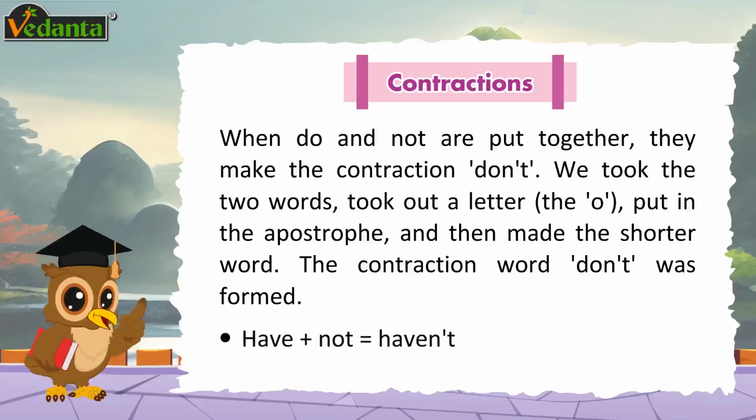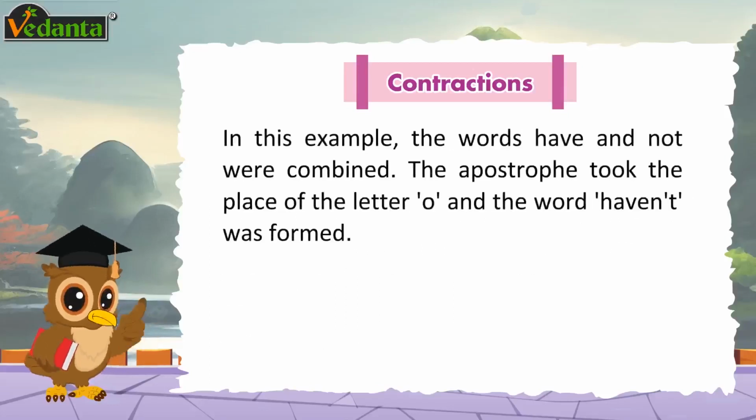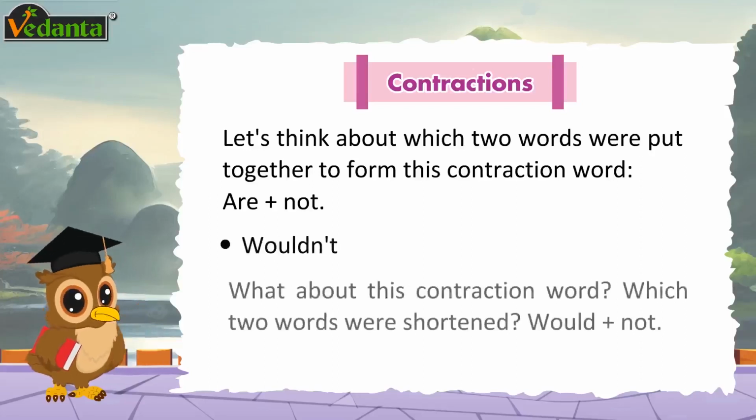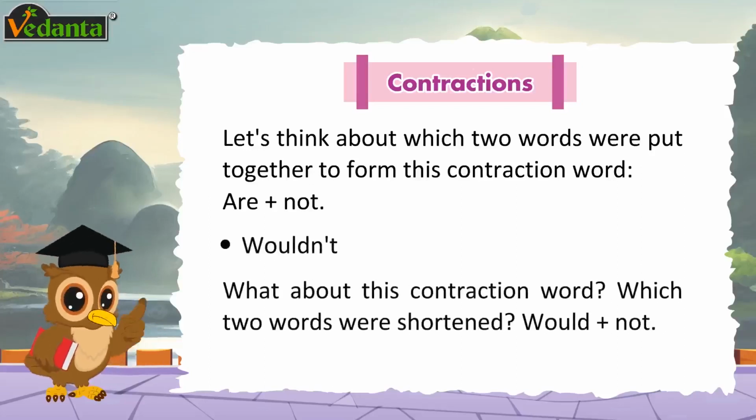Have plus not, haven't. In this example, the words have and not were combined. The apostrophe took the place of the letter O and the word haven't was formed. Aren't. Let's think about which two words were put together to form the contraction word. Are plus not. Wouldn't. What about this contraction word? Which two words were shortened? Would plus not.